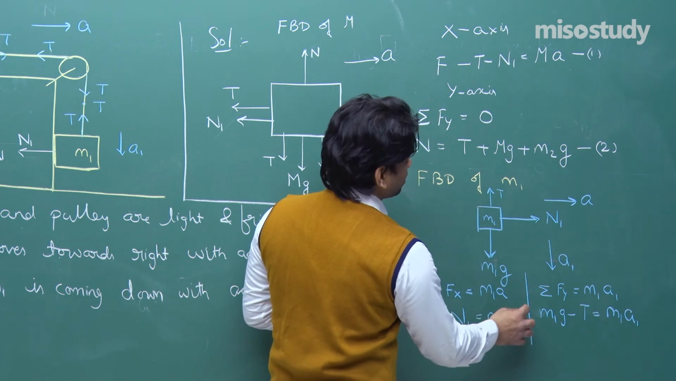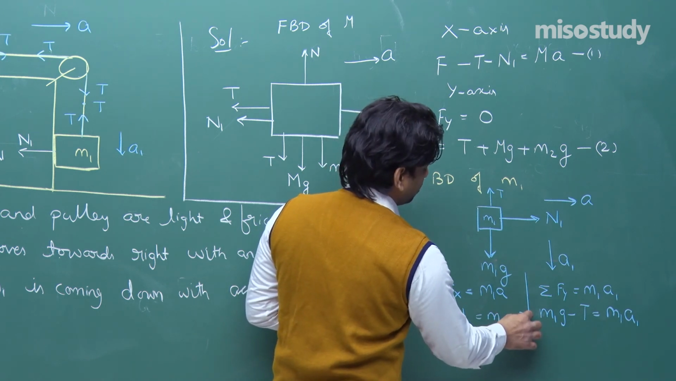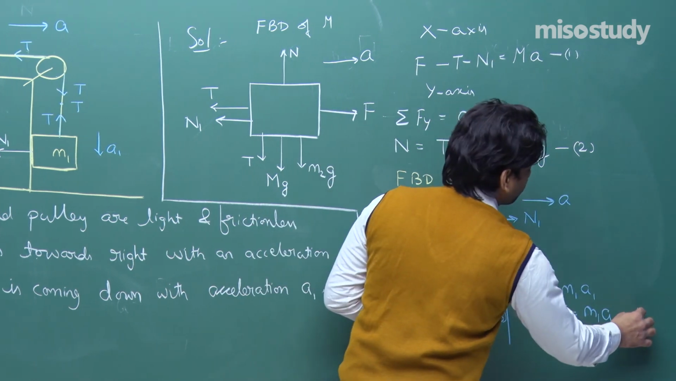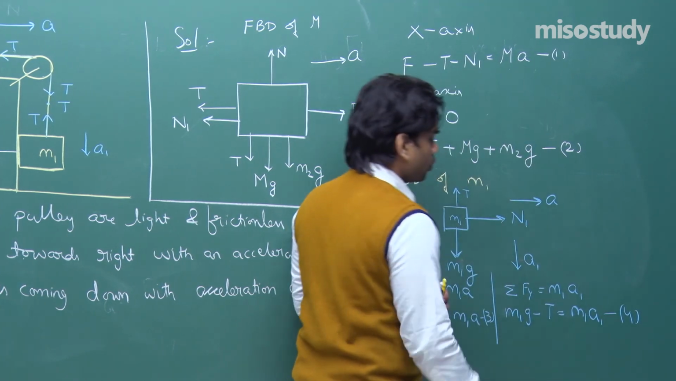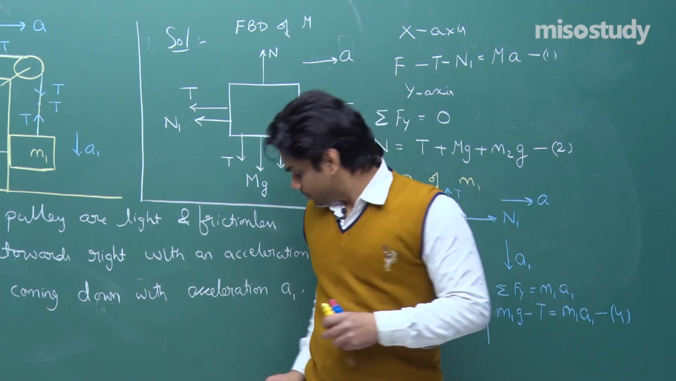There are a lot of equations. Let me write this as equation number 3, and let me write this as equation number 4. I want you all to note down till here. I will continue from here.